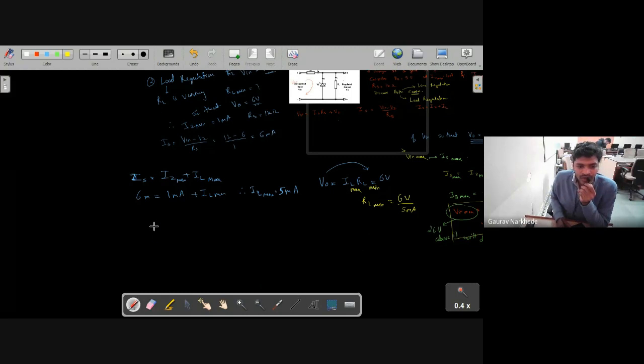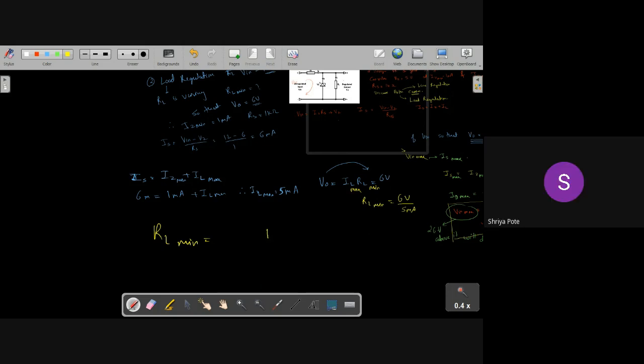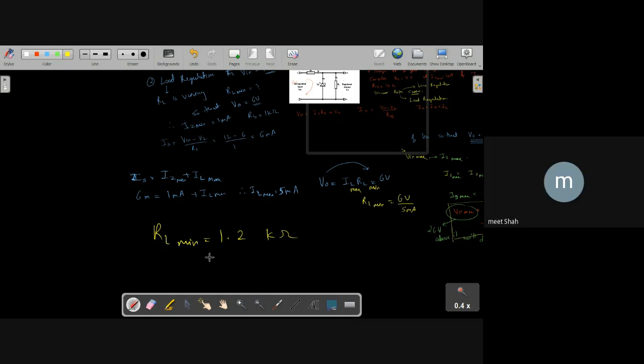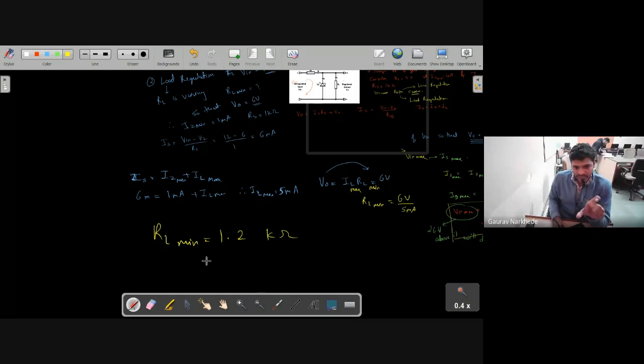So RL minimum is what? 6 divided by 5 is 1.2 kilo ohms. So this is the minimum resistance at which you will get a constant output of 6 volts. If the resistance value is below this, you will not get the proper output voltage. Shall we do that thing?